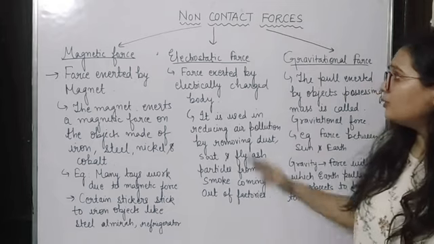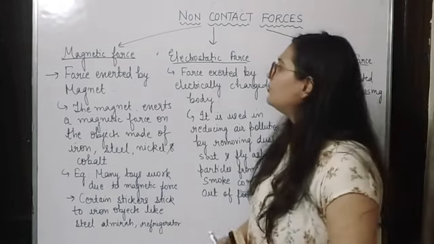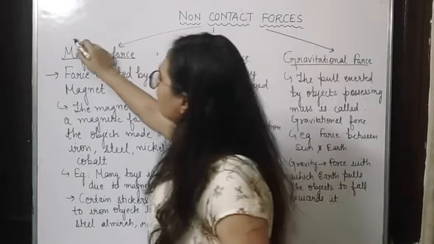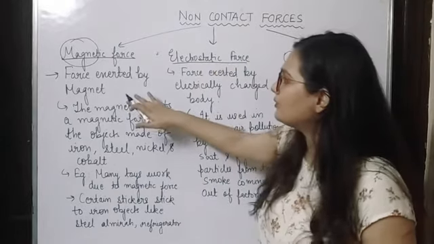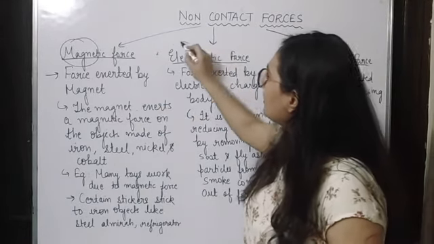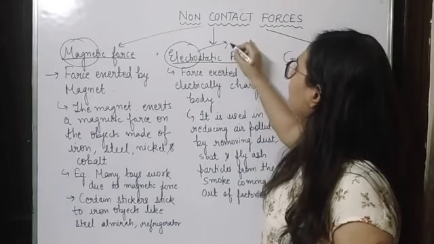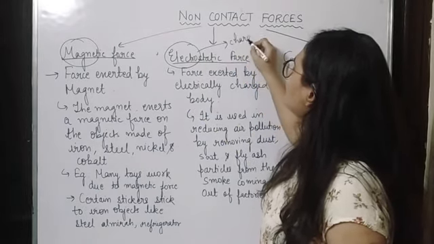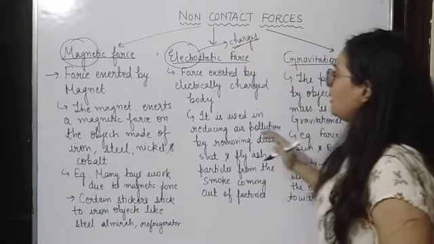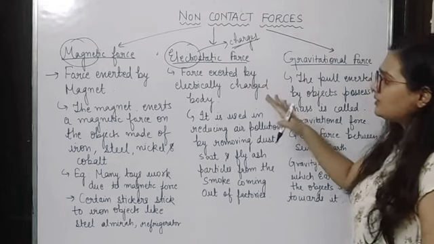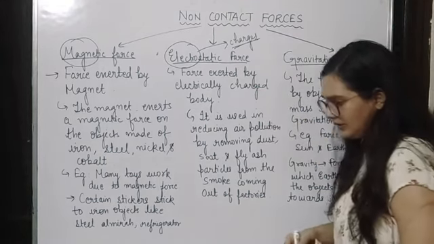Now we'll move on to electrostatic force. Just like here in magnetic force, a magnet was involved, and that is why these forces were magnetic force. Similarly, if we talk about electrostatic, here the word electro is involved, and when we hear the word electro, it means we are talking about charges. Now these are the forces exerted by electrically charged bodies. Now understand it in this way.